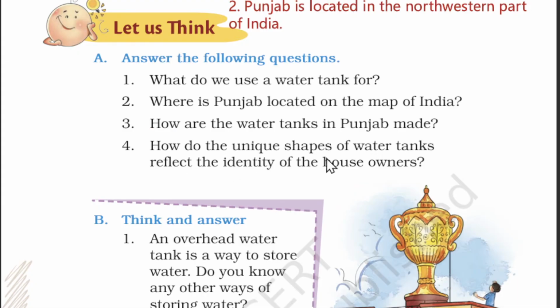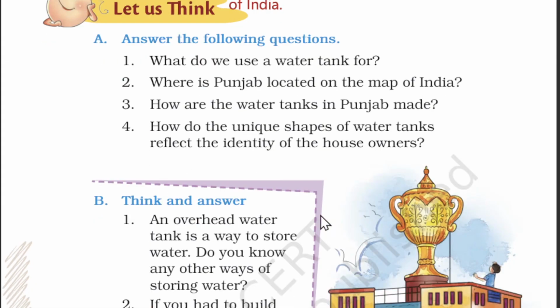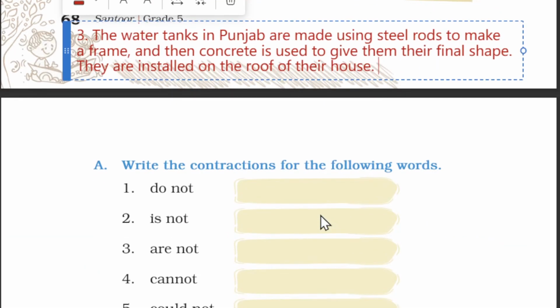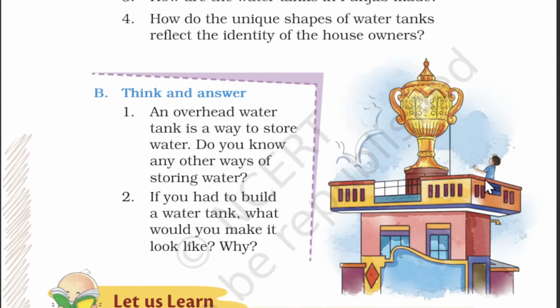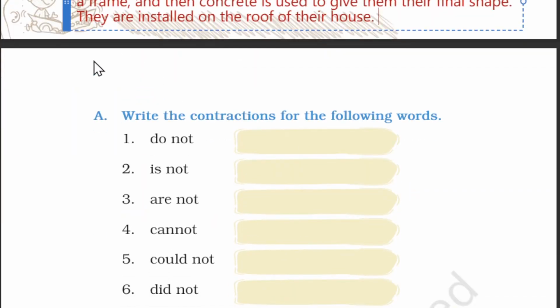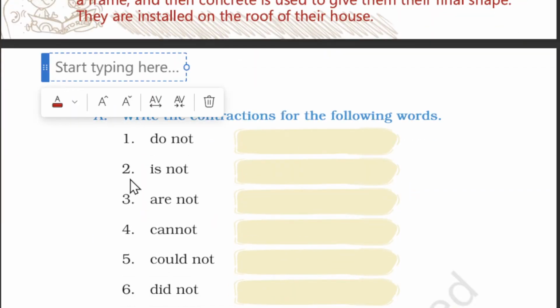Okay, next question. How does the unique shape of a water tank reflect the identity of house owners? So how does it identify? The unique shape of a water tank reflects the interest or occupation of the owners. For example, farmers use shapes like tractors, and a person who likes to play football uses a football shape. And in this image, look at this boy, he loved trophies, so the tank is made in a trophy design. So the fourth question, you can frame the answer.